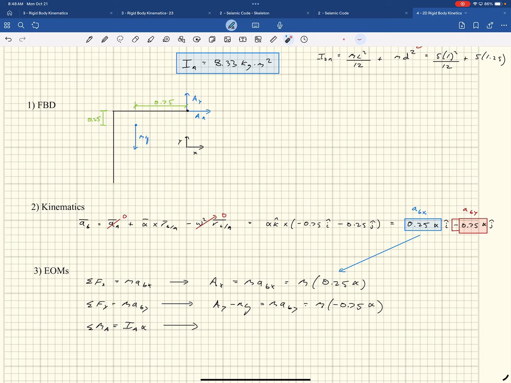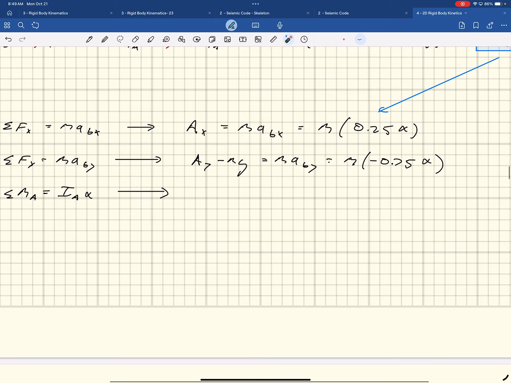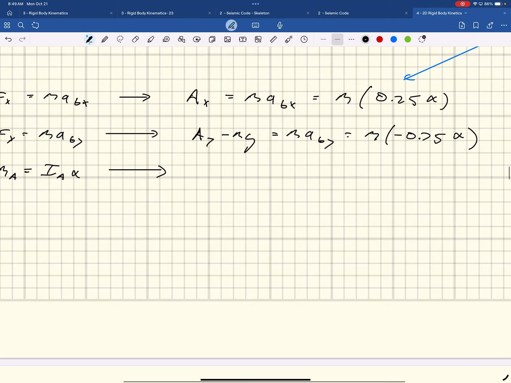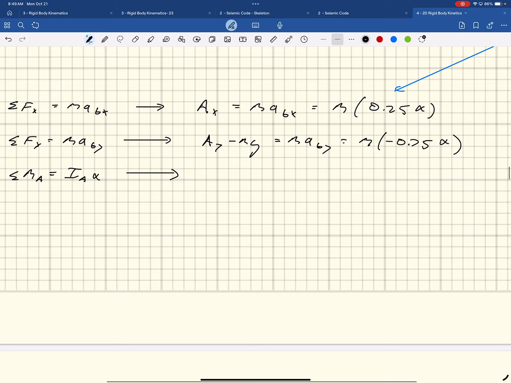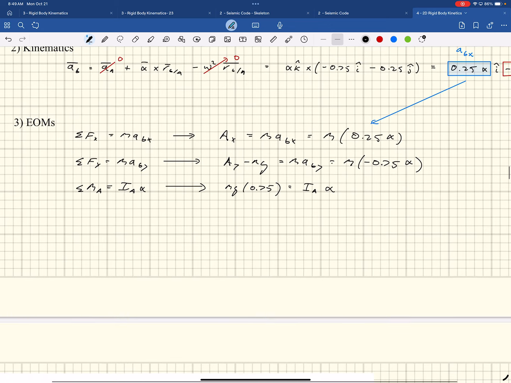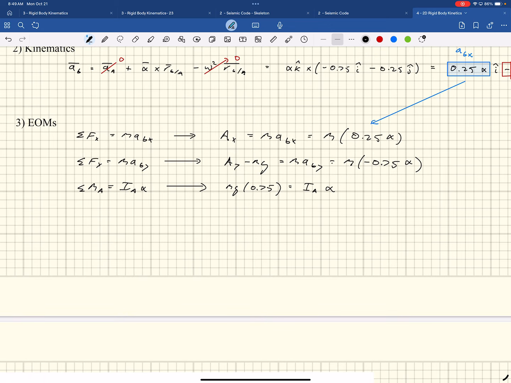And is that going to be a positive moment or a negative moment? Positive, right? You take the direction that it's going, which direction is your thumb going? My thumb's coming out like this. That's a positive moment. So this is going to be mg times 0.75, that moment arm. It's positive, and that's equal to I_A times alpha.